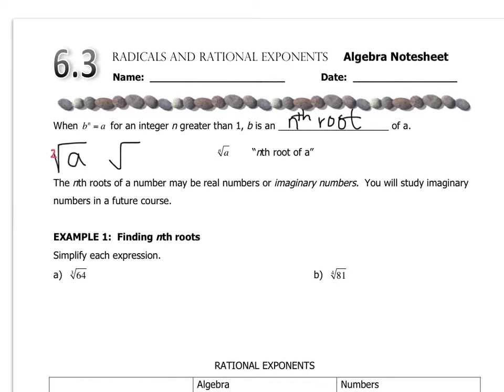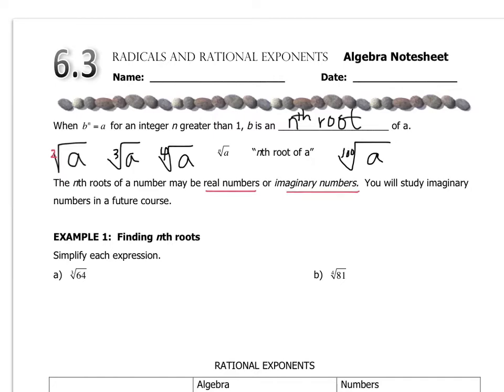You could find the cube root of a, so what number used 3 times is a. Or you can find the 4th root, what number used 4 times is a. You could find the 100th root, although I don't know anyone who would want that, but you could find what number used 100 times is a. And there are 2 different possible answers. You could have a real number or an imaginary number, and I know we've talked briefly about imaginary numbers. You will experience them when you get to Algebra 2.